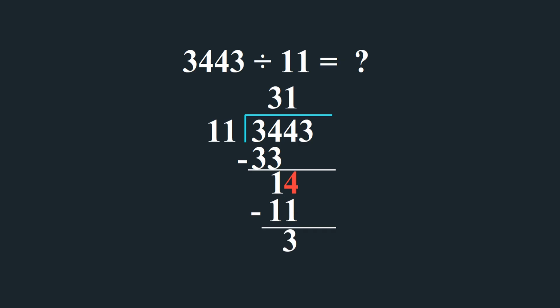Now we bring down the next digit 3, and this makes our new number 33. How many 11 are in 33? The answer is 3. Now multiply 3 by 11, which gives us 33. Draw line and subtract. The subtraction result is 0.